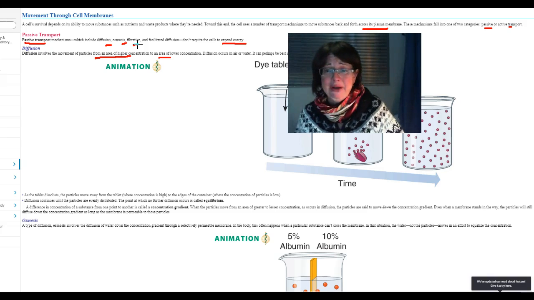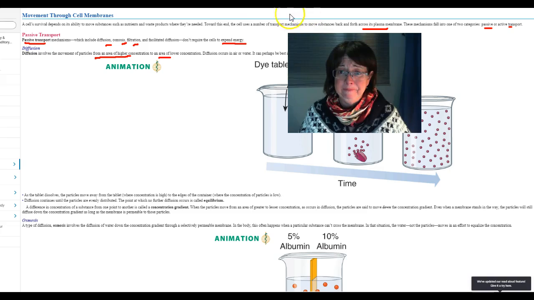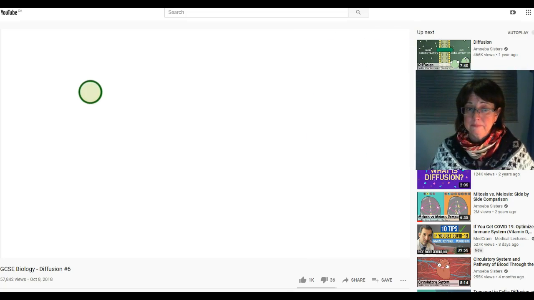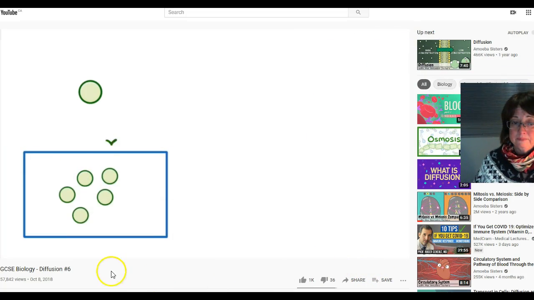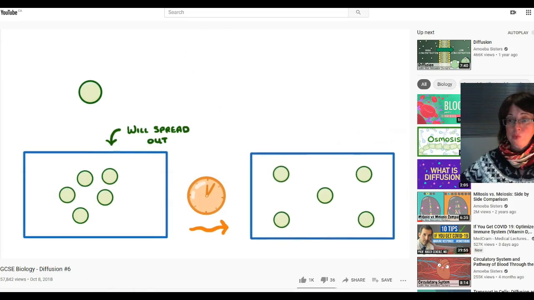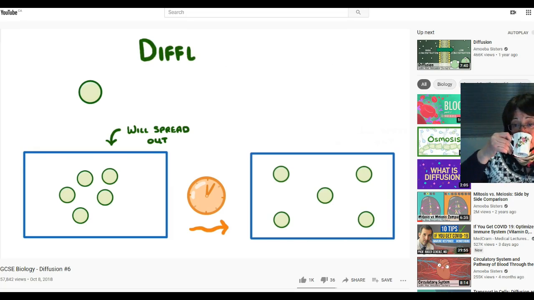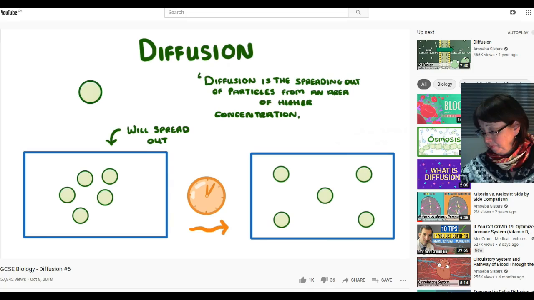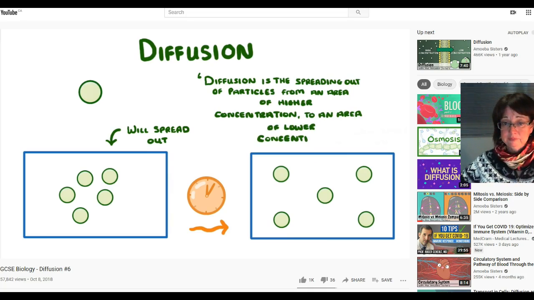So let's start by looking at diffusion. If left alone, particles will naturally move about randomly. This means that when we have a group of particles, the particles will tend to spread out. And if given enough time, they will end up evenly distributed. We call this process diffusion. The definition that you need to know for your exams is that diffusion is a spreading out of particles from an area of higher concentration to an area of lower concentration.